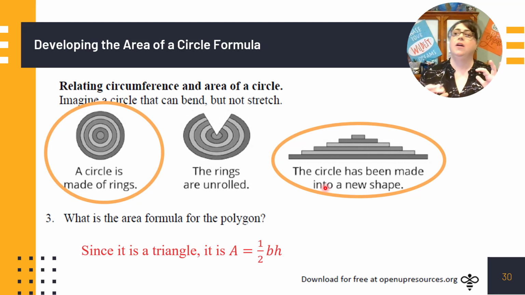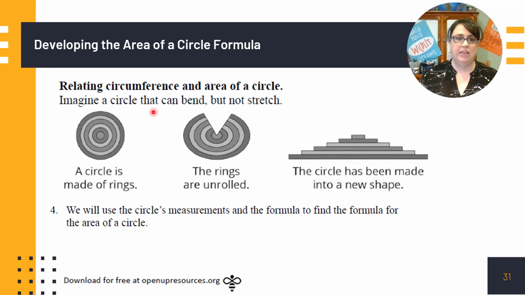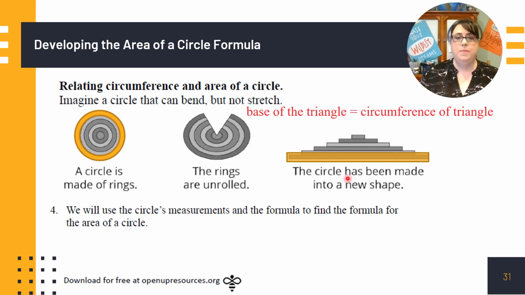Now this is where it gets interesting. If we know the area for this, how can we use that to help us find the area for this? Well, we're going to use the circle measurements and the formula for the area for the triangle to help us get there. So watch. We know that the base of the triangle, this right here, that's our longest piece, is also the part that goes around the circle. That would make it the circumference.